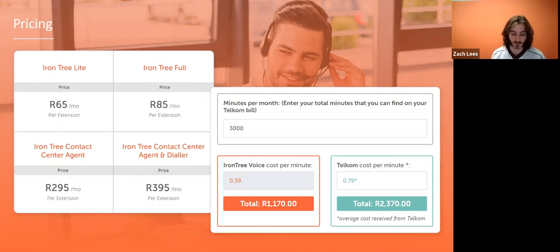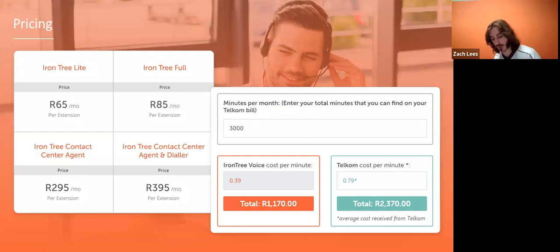The next thing is on the left, we can see the pricing structure of the packages. The top two are realistically the most popular. The IronTree Lite is a base extension, and these are the monthly costs of each extension, by the way. The base extension at 65 Rand allows calls, obviously, that's what we deal in. It allows calls and a voice mailbox. Very basic features. It's as close to an exact match for what a single fixed telecom line would be. It's super close to that.